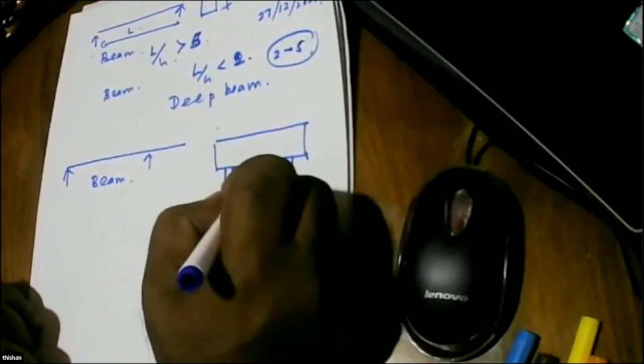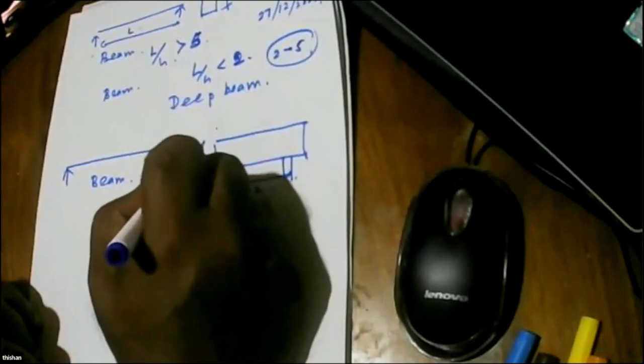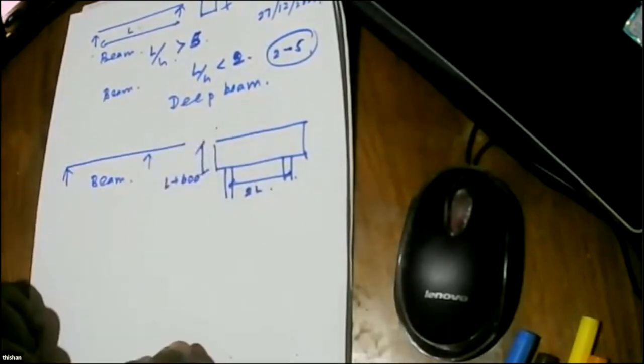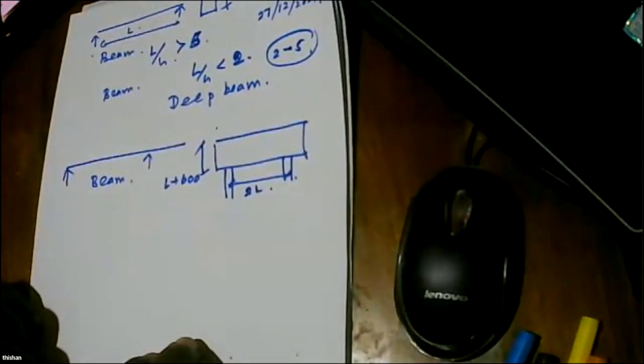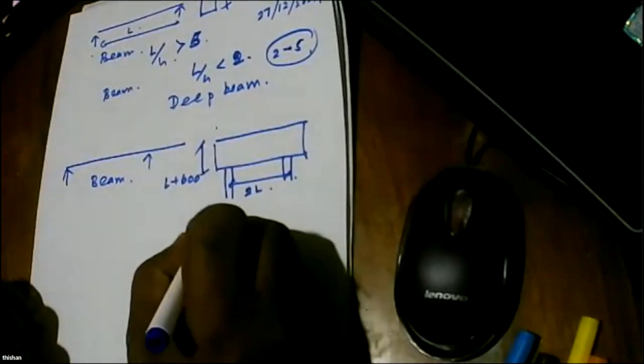So, examples, a beam in a building is a beam. Then we have a pile cap, very deep. So, this distance is 2L. Then you will find this is L plus 600. This is half the depth of the beam, distance between centers plus 600. That will be the depth of the pile cap. So you can see this is a deep beam.